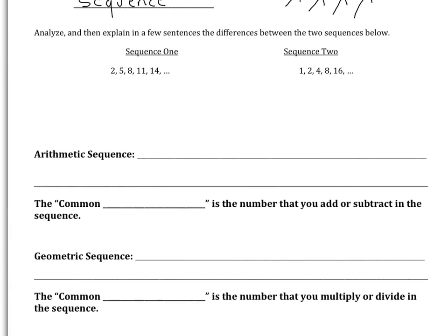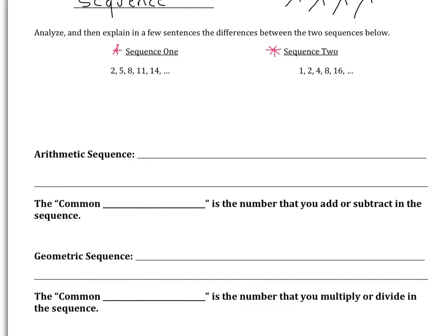Okay, so what I'd like you to do is pause the video, and I want you to go ahead between sequence 1 and sequence 2, so these two sequences right here, I want you to see if you can identify what kind of sequence is happening. What is the pattern between sequence 1 and the pattern between sequence 2?